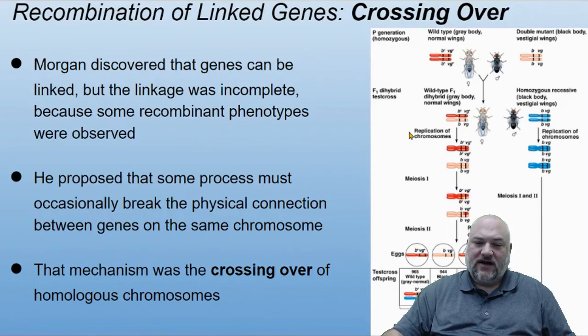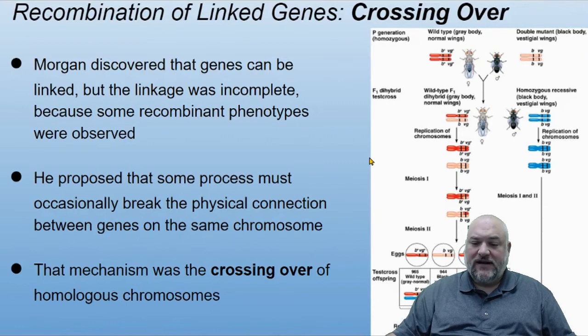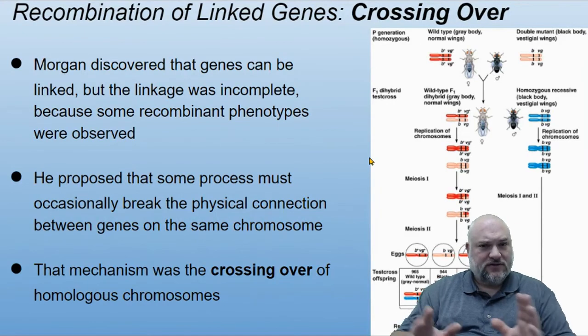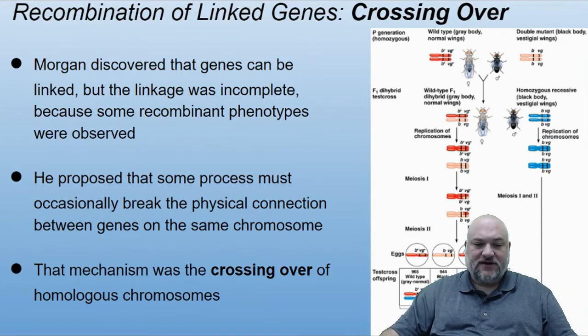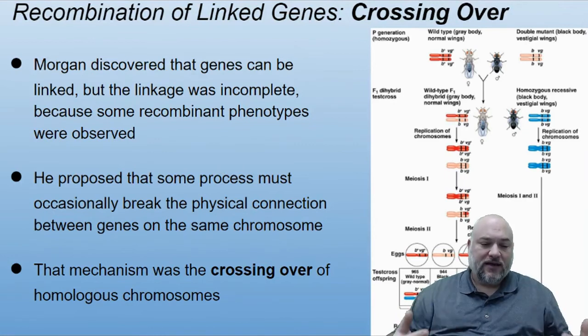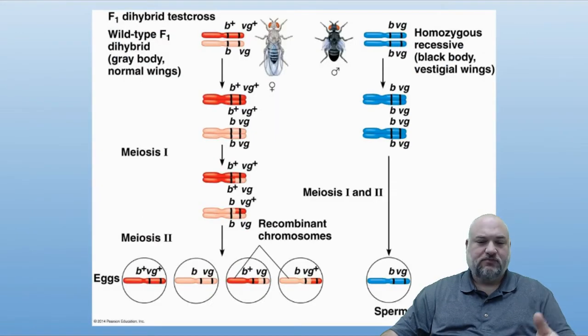Okay, Morgan discovered that genes can be linked, but the linkage was incomplete because some recombinant phenotypes were observed. Remember, we didn't get all of them linked. There was those 200s ones we saw in there. All right. He proposed that some process must occasionally break the physical connection between genes of the same chromosome. Came up with the idea of crossing over. And you guys can just pause this part and take a look back. I think it'll be easier for you to self-analyze this to figure out what's going on.